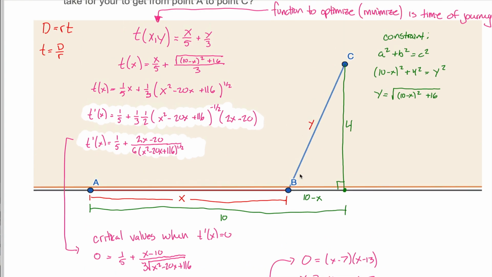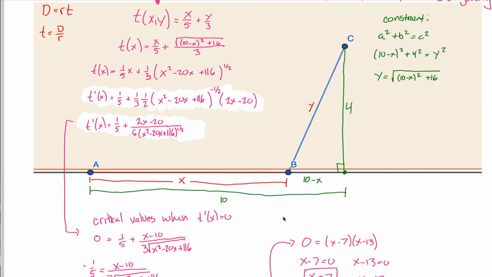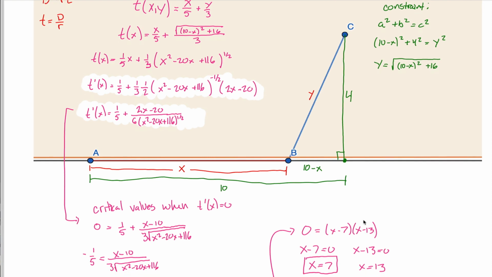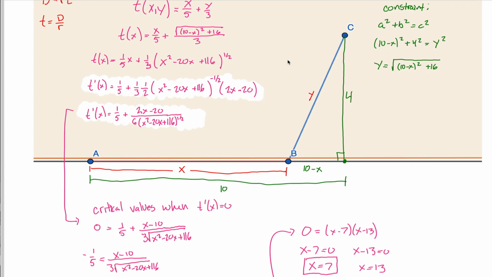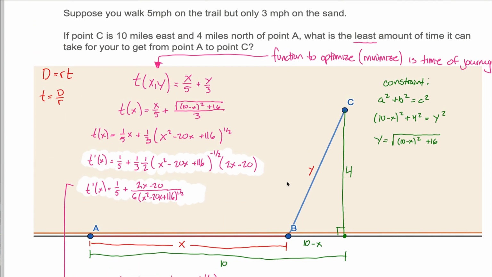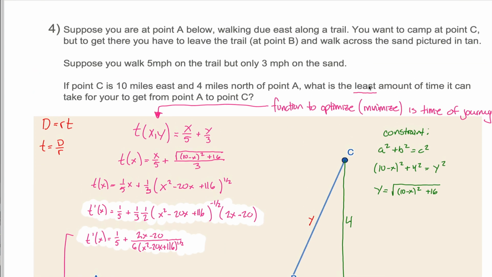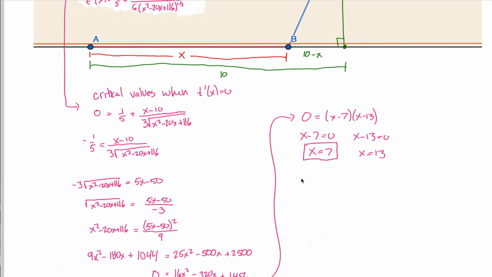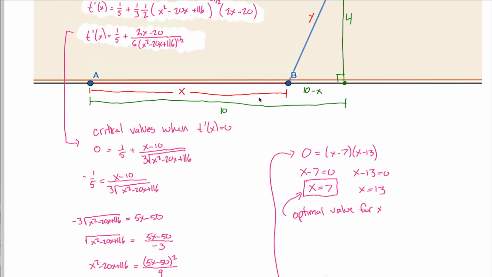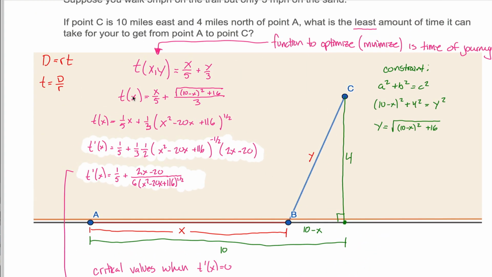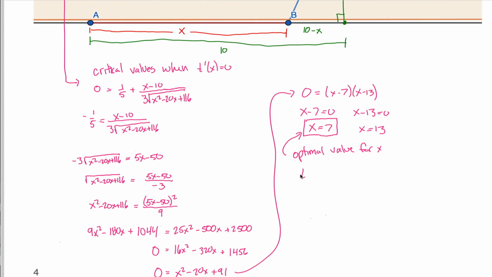The optimal path to go from point A to point C is to walk along this path for a distance of 7 miles, in other words, x is equal to 7, and then make the rest of my journey along the sand. The question didn't ask, how far should I walk on the trail? The question asked, what is the least amount of time it would take me to get from point A to point C? I know the optimal value for x, and I also have a function that tells me the amount of time it takes for any value of x, T of x here. So all I have to do is take T of x and evaluate it at 7.